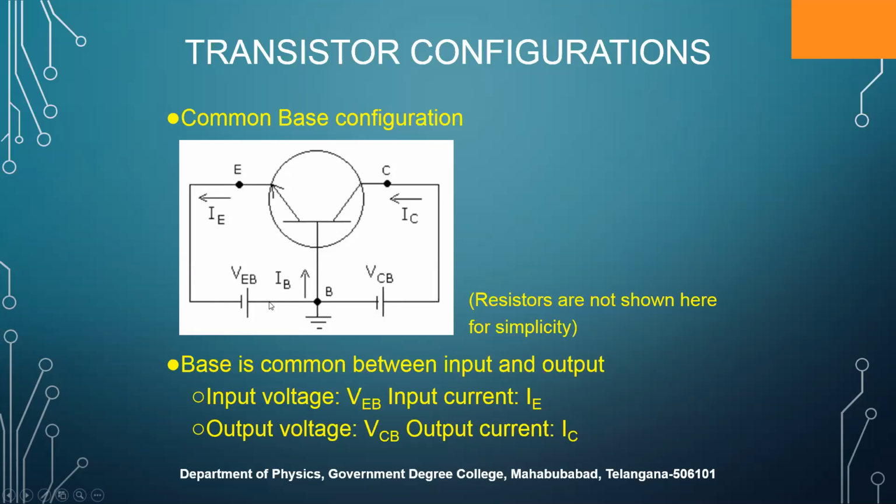Here the input voltage is VEB. This is the battery we have connected between base and emitter. This is the input voltage, and the battery connected between base and collector is VCB. So VCB is the output voltage. The input current will be IE, and IC is the output current. This is common base configuration.